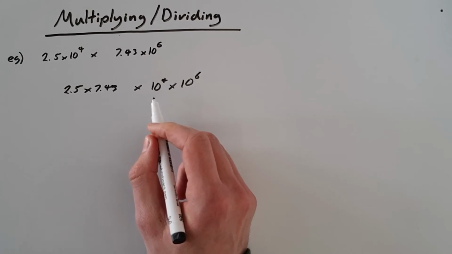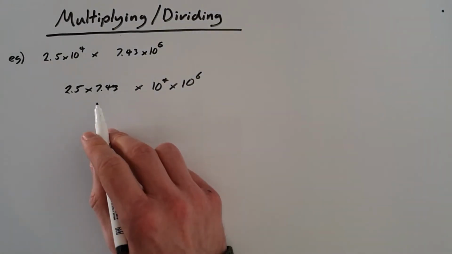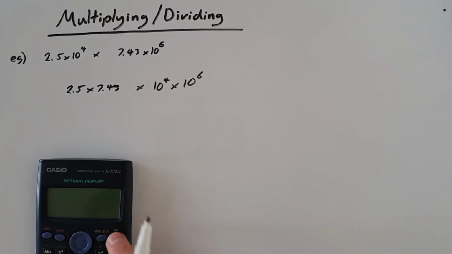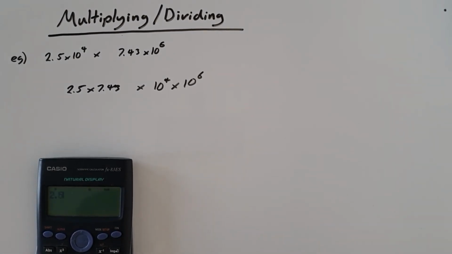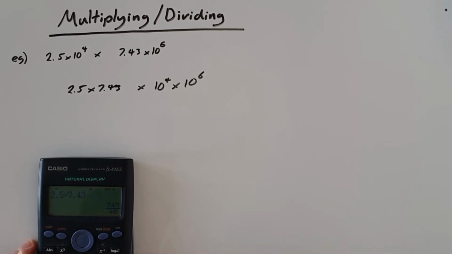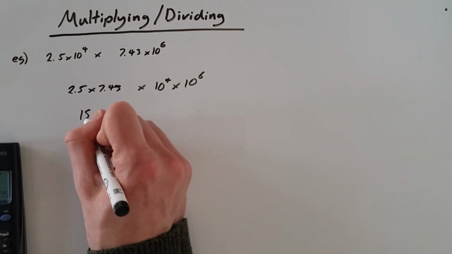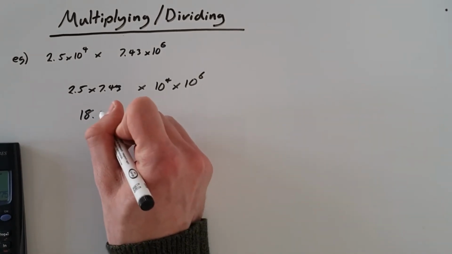Okay, so if we do our first bit first, then I'll grab my calculator. So we've got our 2.5, turn that on, 2.5 times 7.43. Okay, so that gives us 18.575.